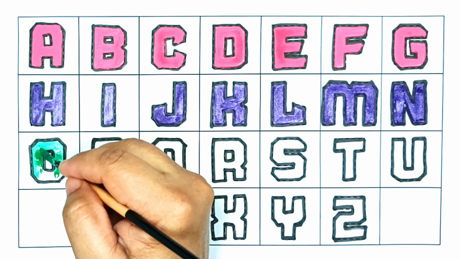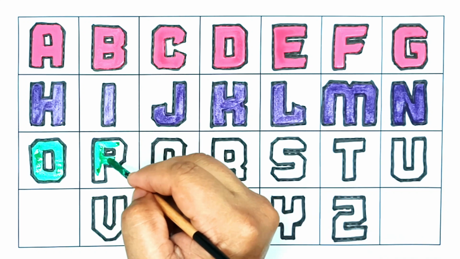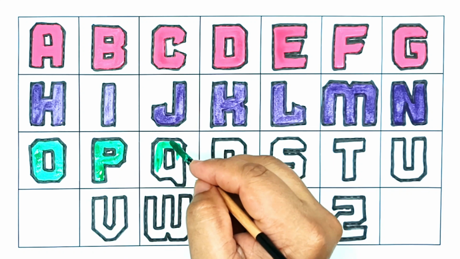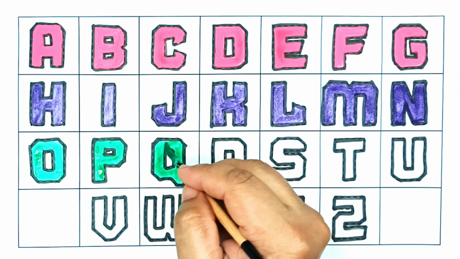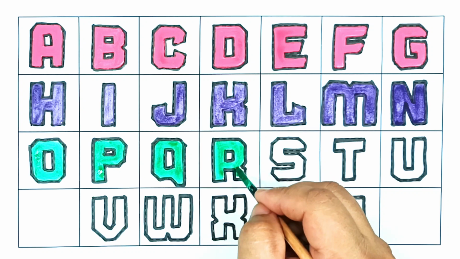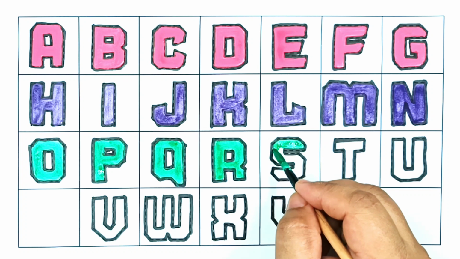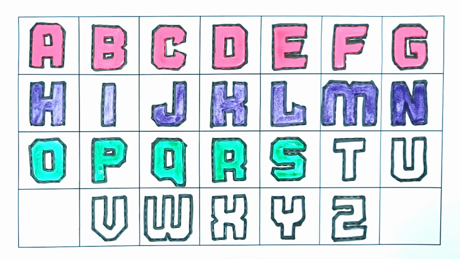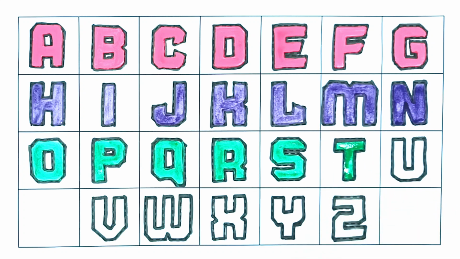O for onion, O for onion. P for pen. P for pen. Q for queen. Q for queen. R for ring. R for ring. S for star. S for star. T for train. T for train.